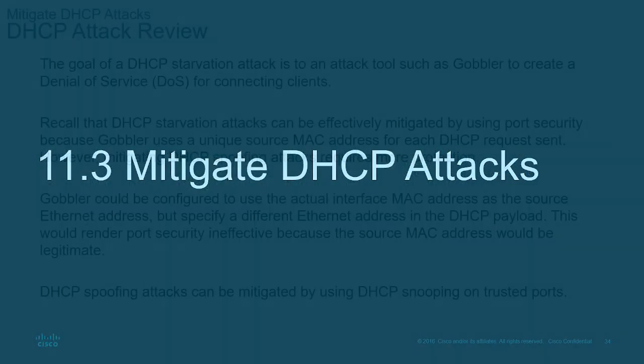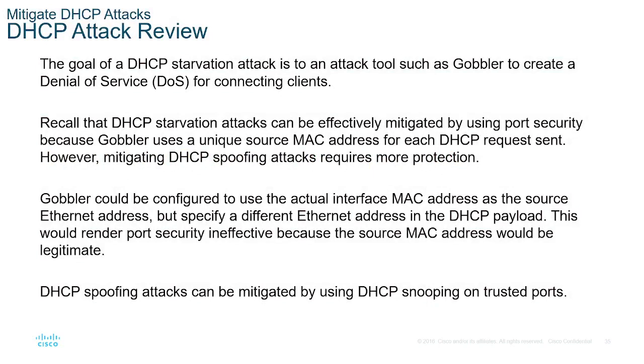So mitigate DHCP attacks. The goal of a DHCP starvation attack is to use an attack tool such as Gobbler, as I discussed last meeting, to create a denial of service for connecting clients. So recall the DHCP starvation attacks can be effectively mitigated by using port security because Gobbler uses a unique source MAC address sa bawat DHCP request na sinesend niya. However, mitigating DHCP spoofing attack requires more protection. So Gobbler could be configured to use the actual interface MAC address as the source Ethernet address, but specify a different Ethernet address in the DHCP payload.